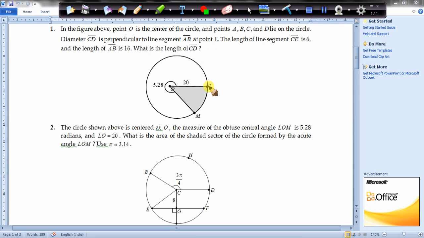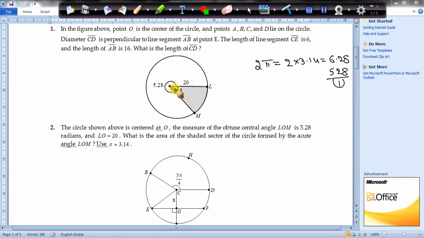You can pause the video if you are not sure how to solve the question, then you see my solution. If not, pause the video and you can start solving this. Since this angle is 5.28, this angle should be 1, because we know that the circle makes an angle of 2 pi radians. 2 pi is 2 into 3.14, which is 6.28. Out of which 5.28 is this angle, so the remaining angle is 1.